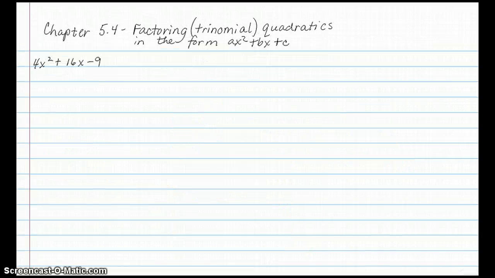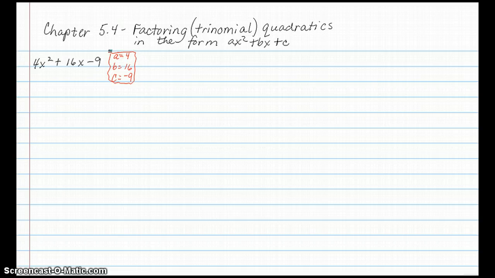Okay, so now we have this 4x squared plus 16x minus 9. So the first thing you need to do is your A, B, and C. Let's get in the habit of doing that. So A is 4, B is 16, C is negative 9.